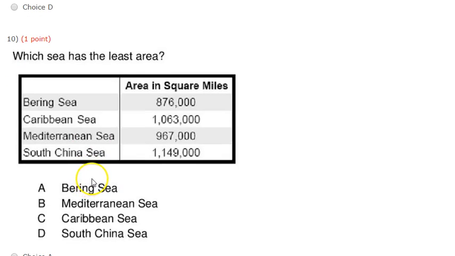Number 10. Which sea has the least area? The Bering Sea, Caribbean Sea, Mediterranean Sea, or South China Sea? Which of these has the smallest area?